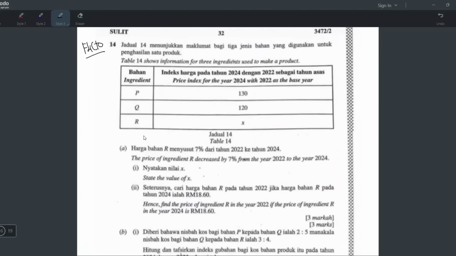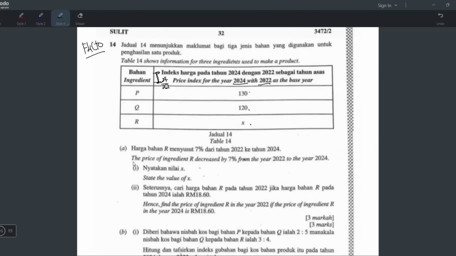So 3 ingredients, P, Q, R, price index for the year 2024 with 2022 as the base year. So these are all the I, the price index, and it's for 24 over 22. And these are all lah. Okay, I can see the X is not given, so pretty sure they will ask you to find the X later. But they have to give me something if they want to find X.